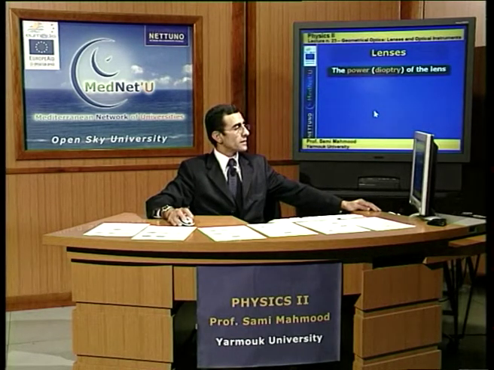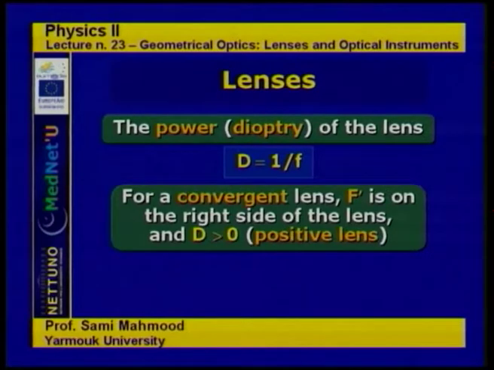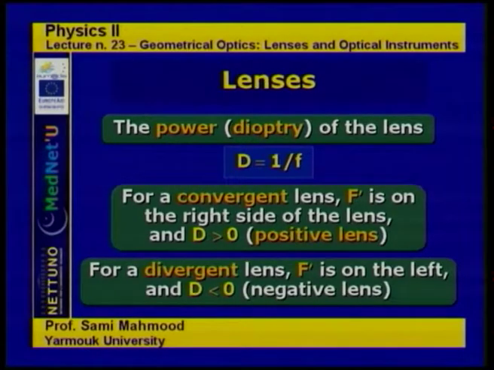And the dioptry, or the power of the lens, is defined as D equal to 1 over F, as we have stated for the definition of the dioptry. And thus, for a convergent lens, F prime is on the right side of the lens, and thus D is positive, D is greater than zero. That's why we call a convergent lens a positive lens. And vice versa, in the divergent lens, F prime is on the left, and thus D is smaller than zero.